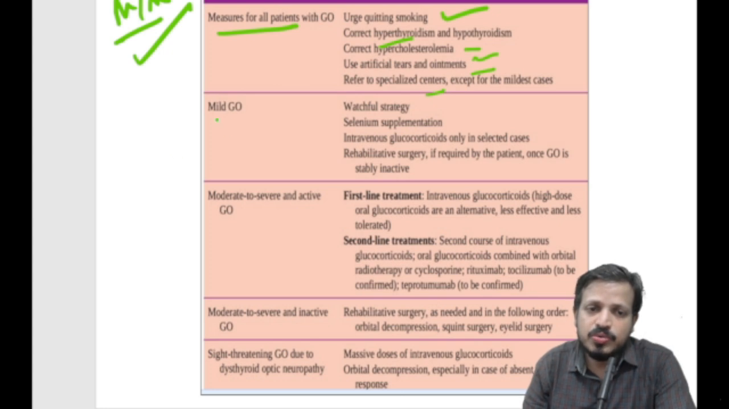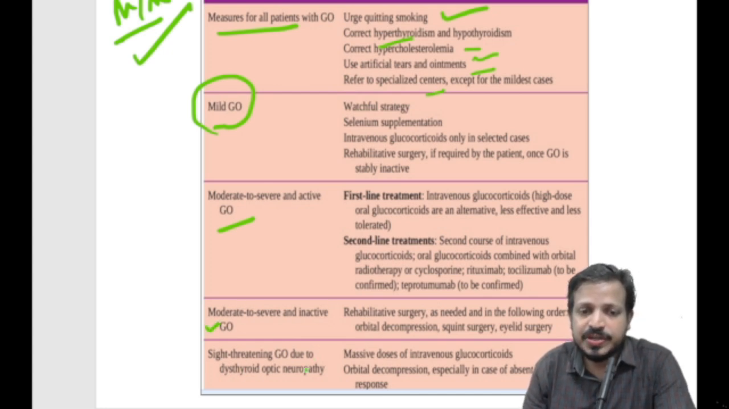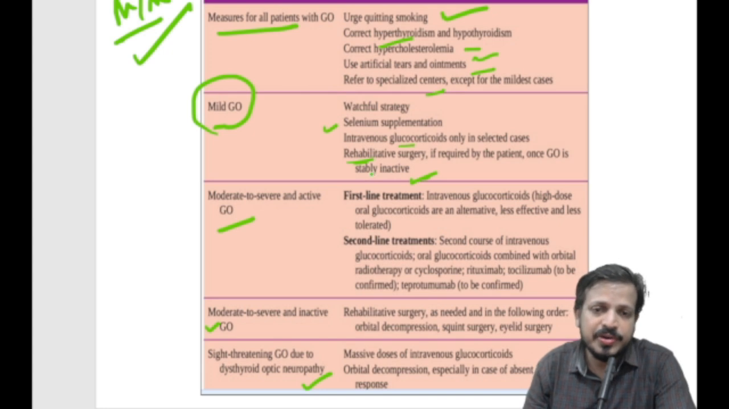And then we come to how to treat mild Graves' ophthalmopathy, then moderate to severe or active Graves' ophthalmopathy, moderate to severe inactive, and sight threatening Graves' ophthalmopathy due to dysthyroid optic neuropathy. So in mild cases we will go for a watchful strategy, we can give selenium supplementation, and intravenous glucocorticoid only in selected patients, and rehabilitative therapy if required. Once it becomes stable or inactive, then we will go for rehabilitative therapy.